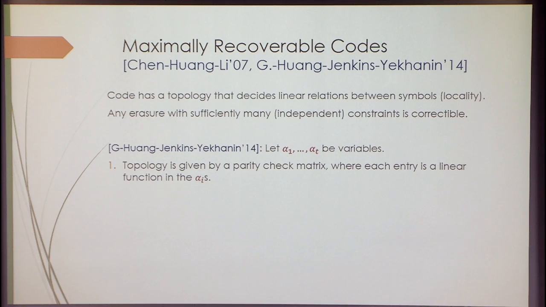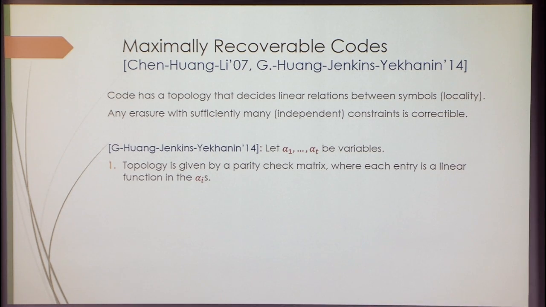Okay, so to set this up formally, we're going to talk about codes with a prescribed topology. Topology is a fancy name for something fairly simple. You have some variables, alpha 1 through alpha t. These are the things that as a code designer you get to choose. And then the topology is basically given by a parity check matrix where each entry could be a constant or it could be a linear function in the alpha i's. I could say affine function in the alpha i's and capture both of these things.